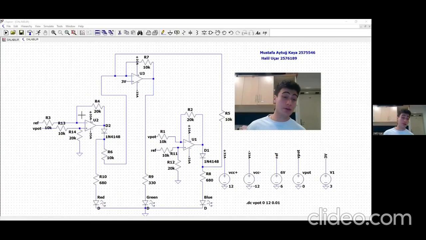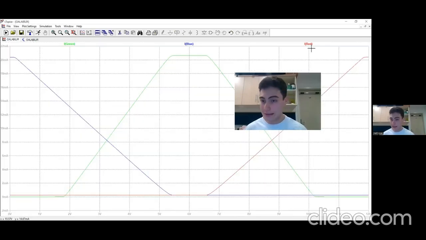For the red channel, we utilize a non-inverting amplifier topology. As the temperature increases towards 40 degrees, the output voltage of the op-amp will increase. Also, the current flowing through the red diode will increase.